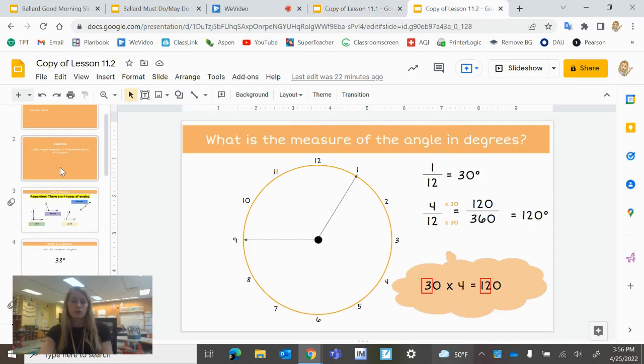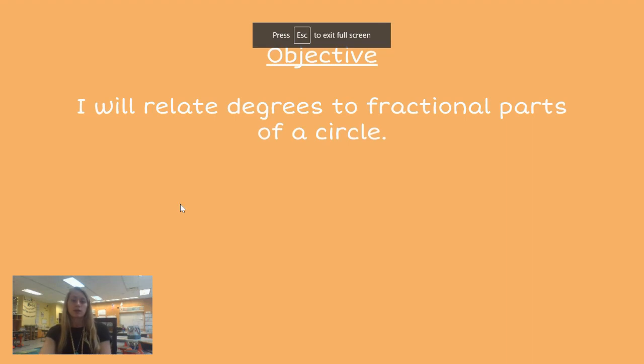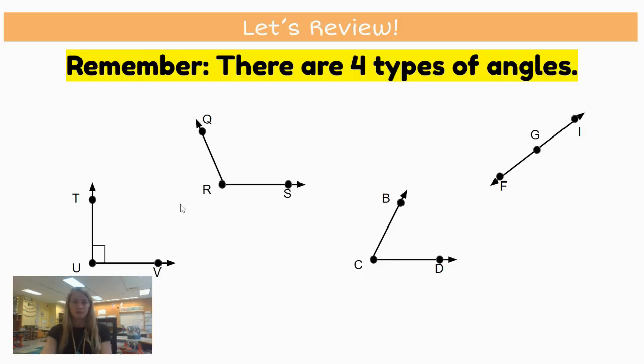Now we're going to move to lesson 11.2. Our objective for 11.2 is I will relate degrees to fractional parts of a circle. Let's review. Remember, there are 4 types of angles. There is a right angle, there's an obtuse angle, bigger than 90 degrees, an acute angle, smaller than 90 degrees, and a straight angle, which is exactly 180 degrees.